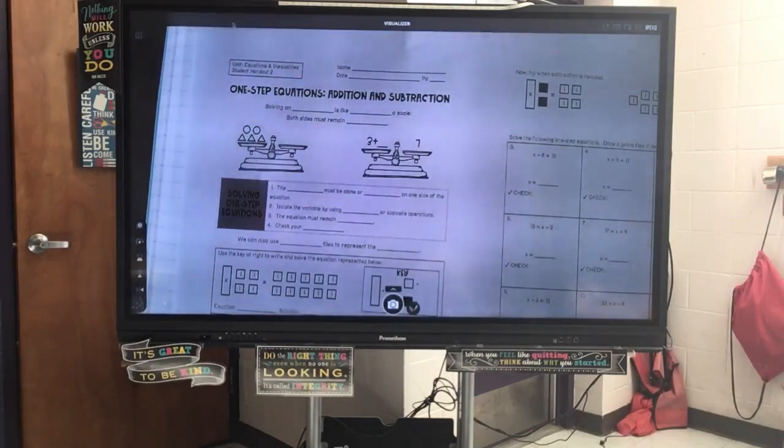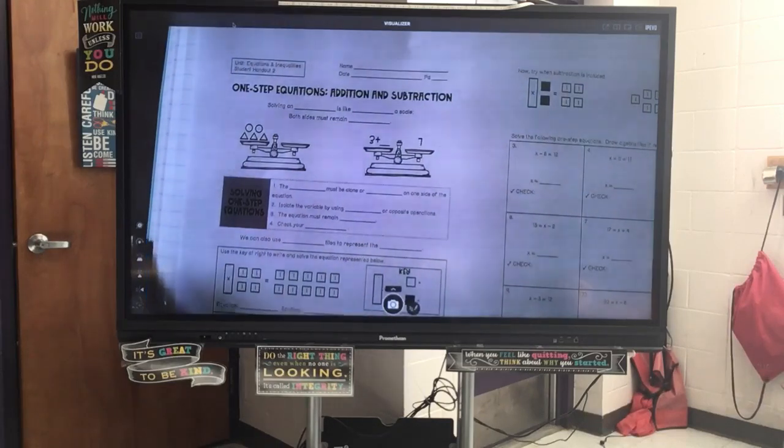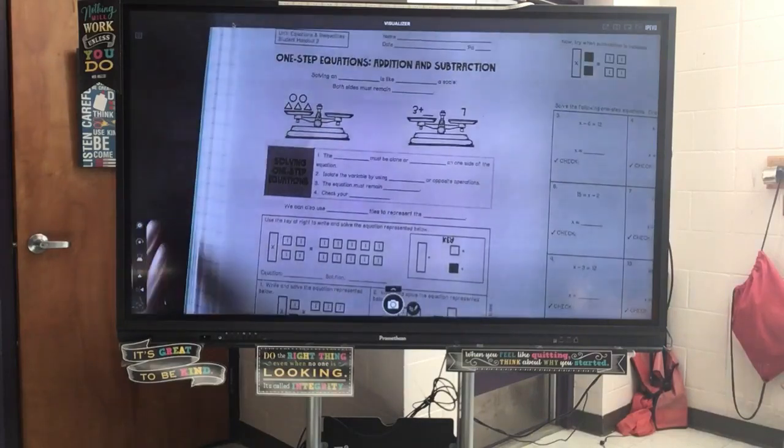Two-step equations definitely get a little bit more difficult because you do have to do two different types of operations within your equation. But like I said, you don't have to worry about that. All right. So, one-step equations: adding and subtraction.